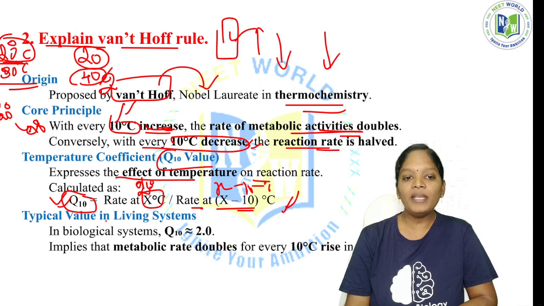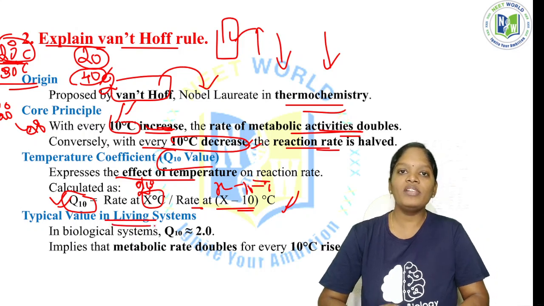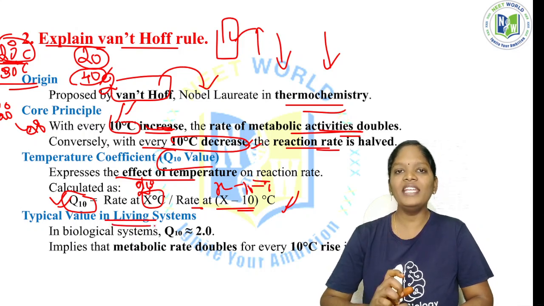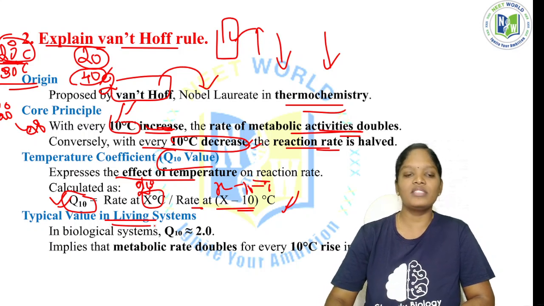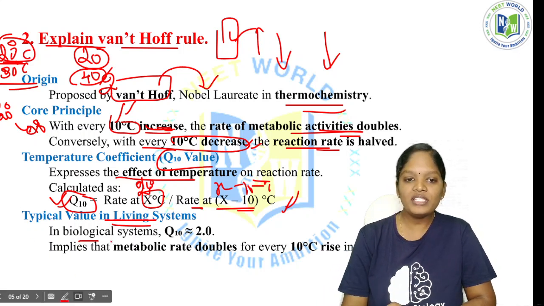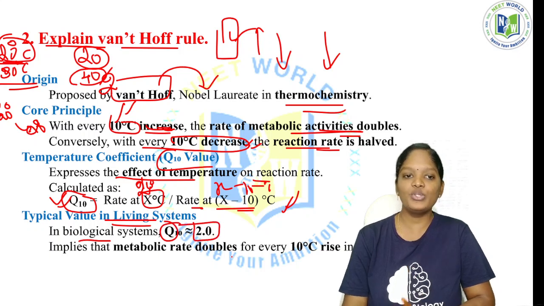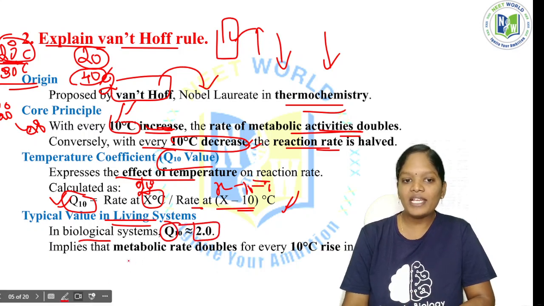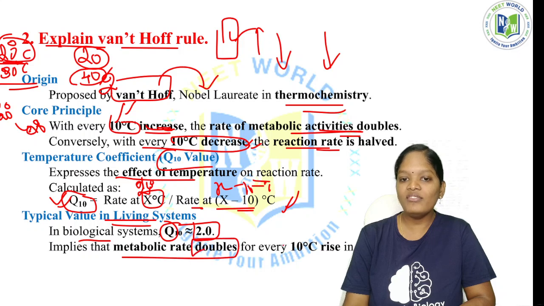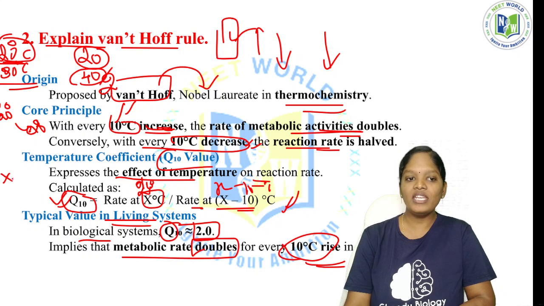So what is the typical value in living systems? In biological systems, the Q10 value will be approximately 2.0. This implies the metabolic rate doubles for every 10 degrees Celsius rise in temperature. So this is very important.